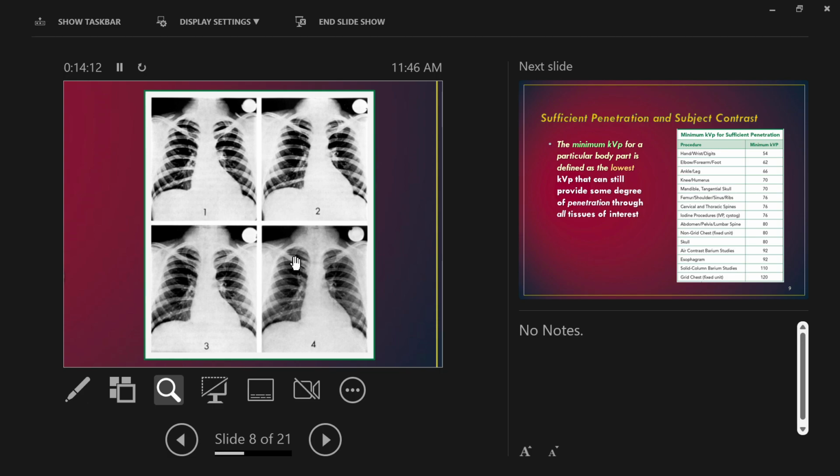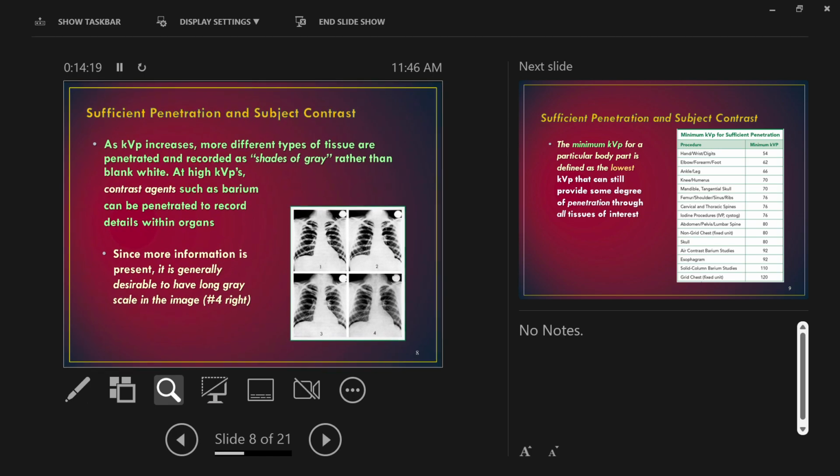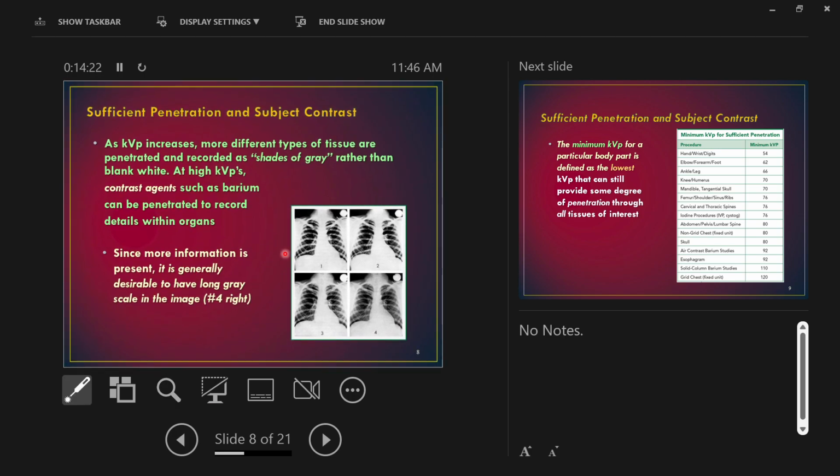So that's the thing, these were all done by adjusting kilovoltage. Not by adjusting mass. Adding shades of gray, that's the idea, okay? High kV equals low contrast equals long grayscale. High kV, low contrast, long grayscale. Low kV, high contrast, short grayscale.